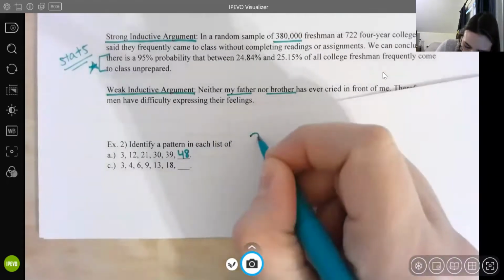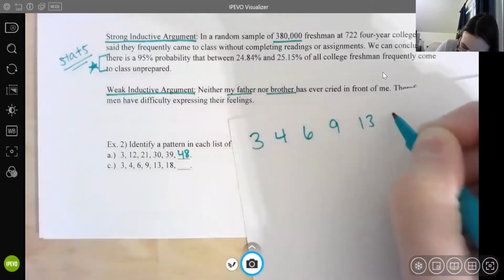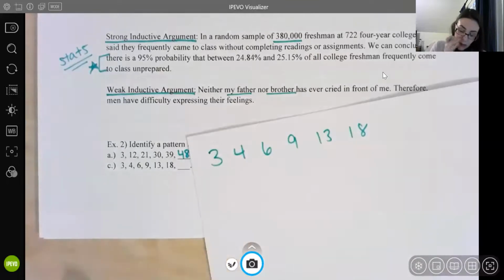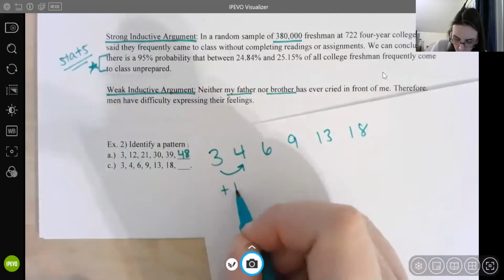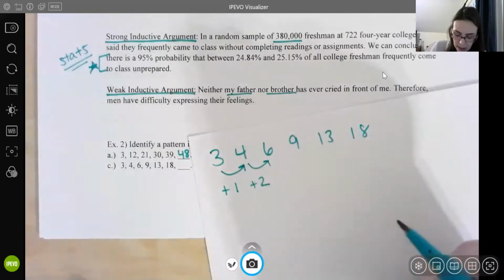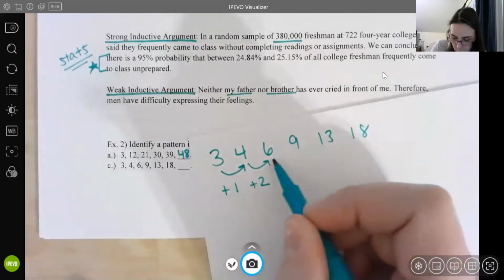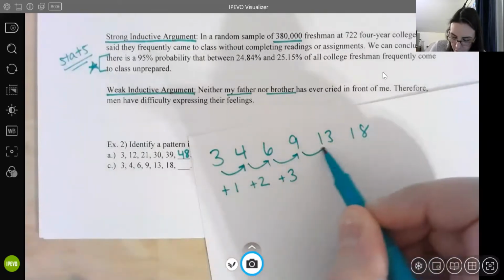So I have 3, 4, 6, 9, 13, and 18. All right, so again, I usually like to start with adding and multiplying to see if there's anything there first. So here I see +1. Here I see +2. So not the same, but +1, +2. Next I see +3. So I am seeing some sort of pattern.